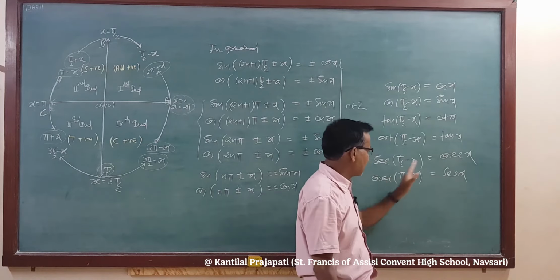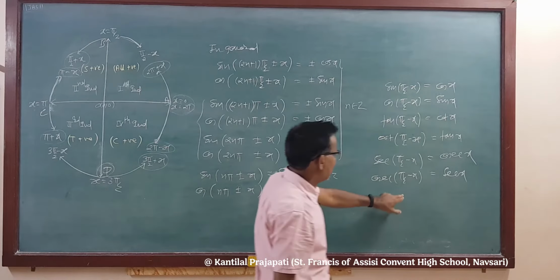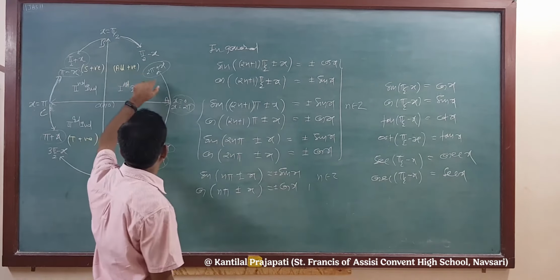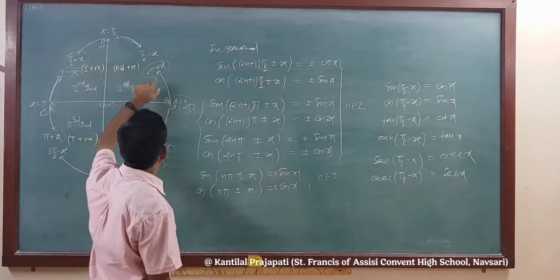And see, the multiple of pi by 2 is always an odd integer, not even, right? So see, for pi by 2 minus x, all these terms are positive. Why positive? The angle pi by 2 minus x, in which quadrant does it lie? It must be in the first quadrant. In the first quadrant all are positive, so all these terms are positive, right?